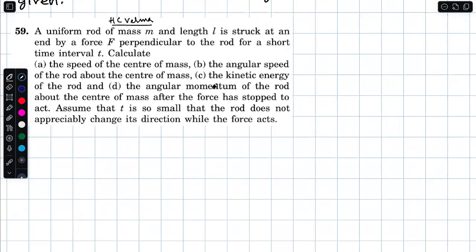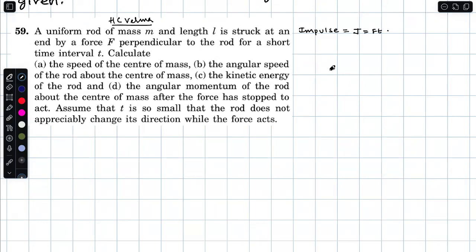Now read the question carefully. A uniform rod of mass M and length L is struck at the end by a force F perpendicular to the rod for a short interval. It is called impulse. So impulse J, which you can write as F into T. Find the speed of the center of mass, the angular speed of the rod about the center of mass, the kinetic energy of the rod, and the angular momentum of the rod about the center of mass after the force has stopped to act. Here T is very small.